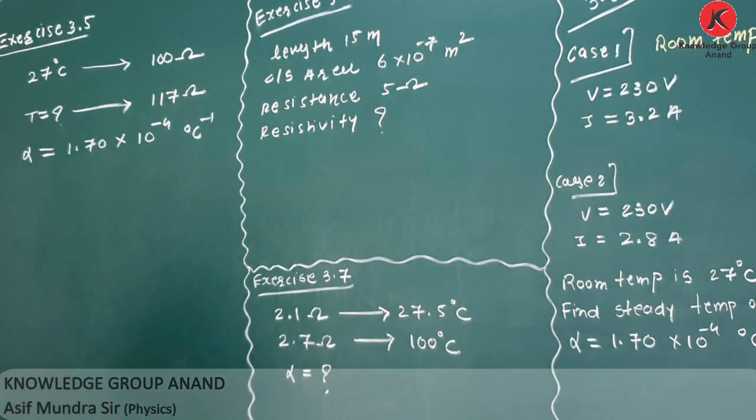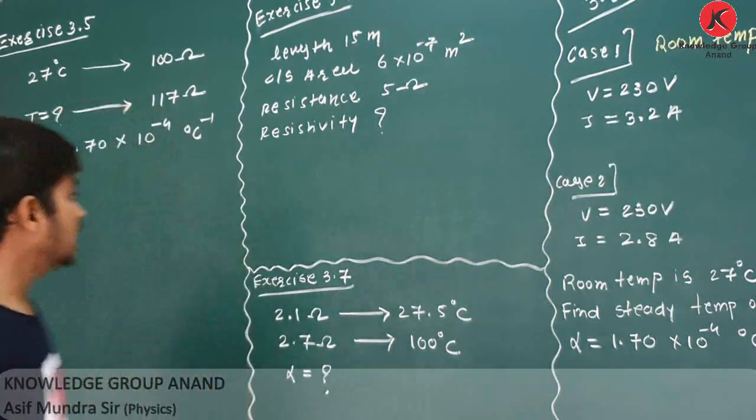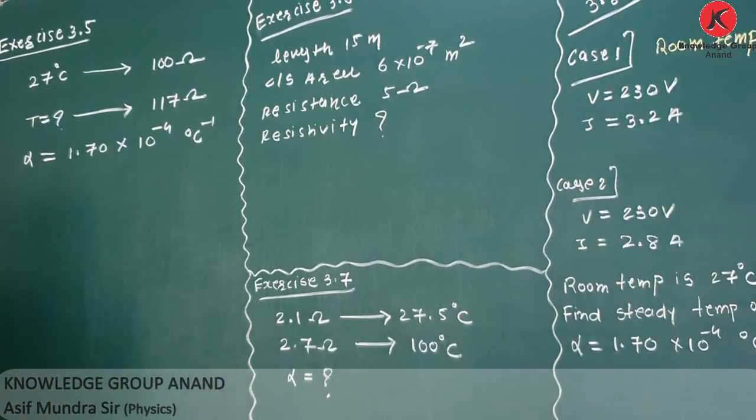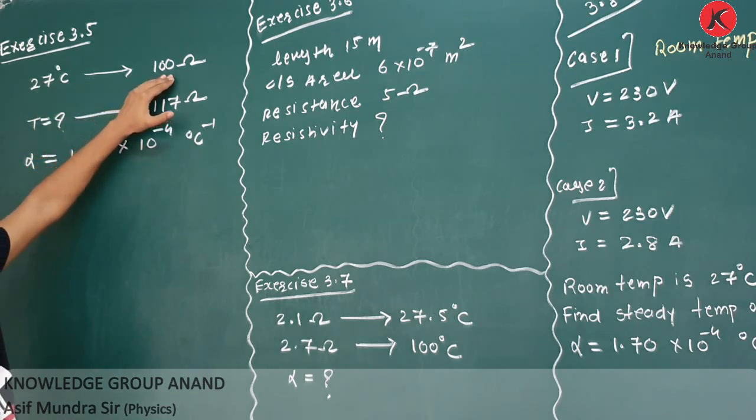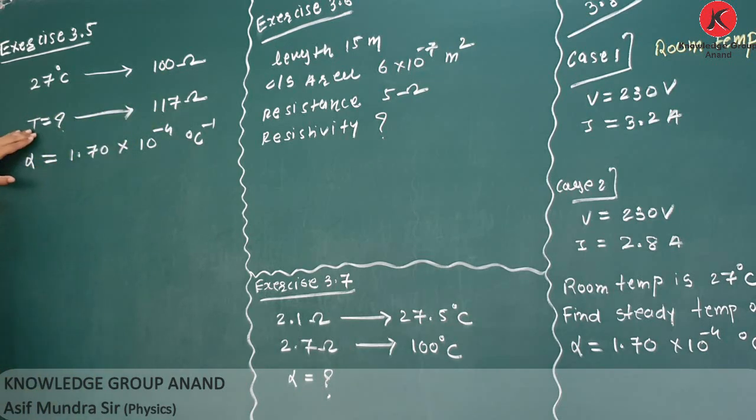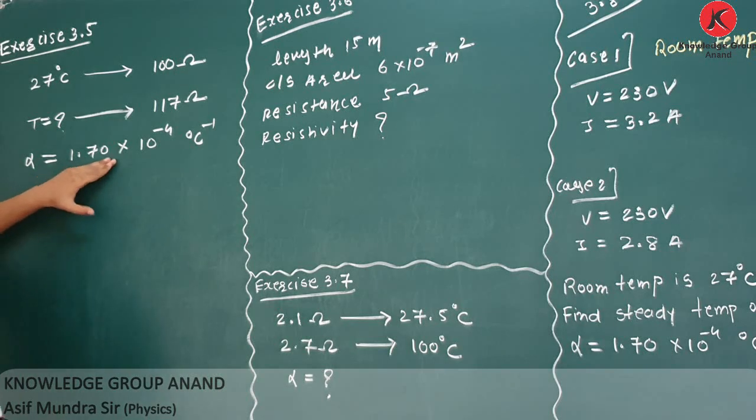Okay students, now see the next question, exercise 3.5. What is the data? Okay, at 27 degrees Celsius, the resistance of a material is 100 ohm. Then at which temperature is its resistance 117 ohm? Given temperature coefficient of resistivity alpha is equal to 1.70 into 10 raised to minus 4 per degree Celsius.